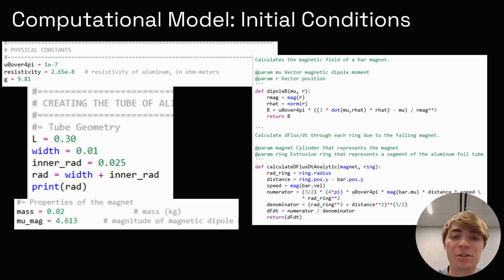Now, for the computational model. First, we started with our initial conditions, entering the data that we collected about our experiment on the left-hand side you can see here. And then we created 2 functions, one to calculate the magnetic dipole moment of the magnet, as well as the change in flux as it falls through the tube.